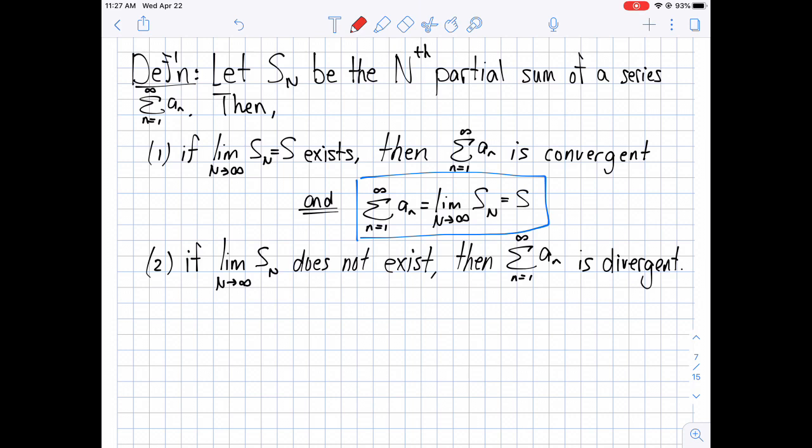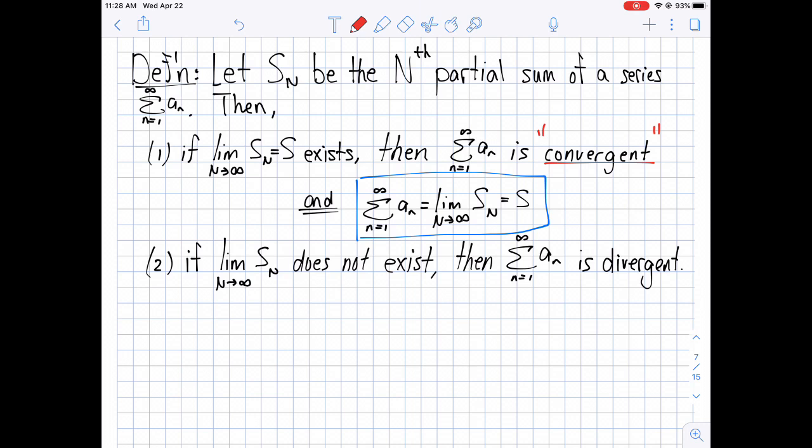Here we have the definition, the connection between the nth partial sum and the actual complete sum of the series itself. So if we have that S sub n is the nth partial sum of the series, then first off, if the limit as the number of terms in that partial sum approaches infinity exists, then we would say that the series is convergent, because the series will actually be equal to that number. So in the last one, we saw that this limit was equal to 1. And so we said that the actual series itself was just equal to 1. In that case, we say that it is convergent.